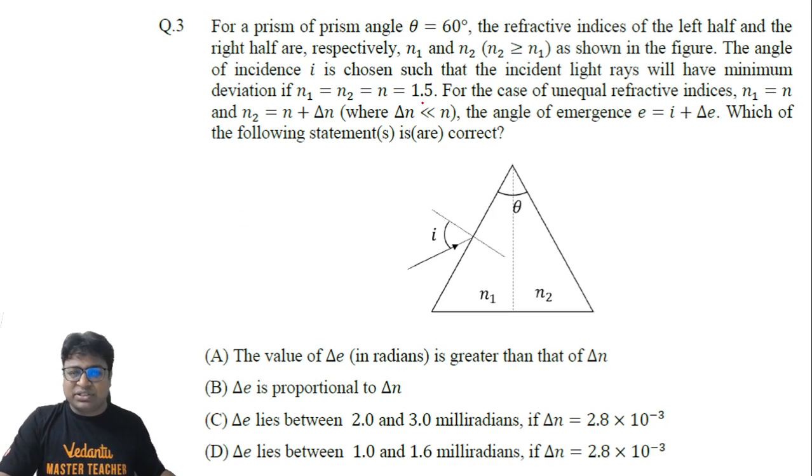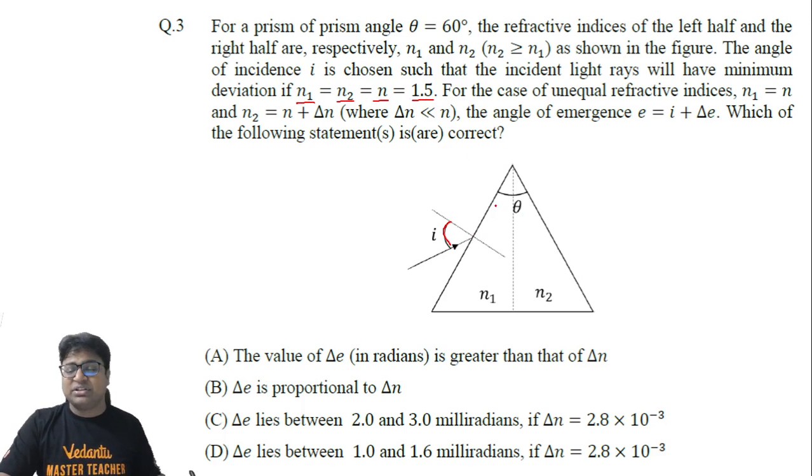So this question says that there is a prism which is half made up of material of refractive index N1 and the other half is made up of a different material which has a refractive index of N2. Now we are considering a case when we kept N1 equal to N2 equal to N, which is equal to 1.5, and then we chose an angle of incidence which can give us the minimum deviation under these circumstances. So let's first talk about this condition only.